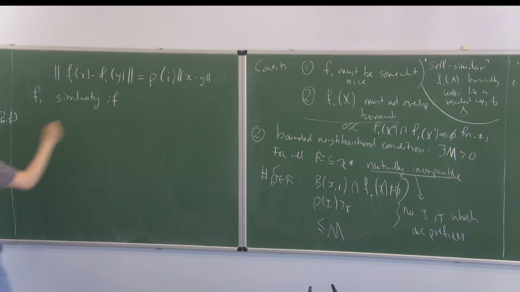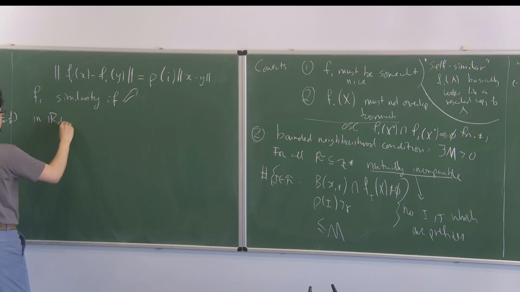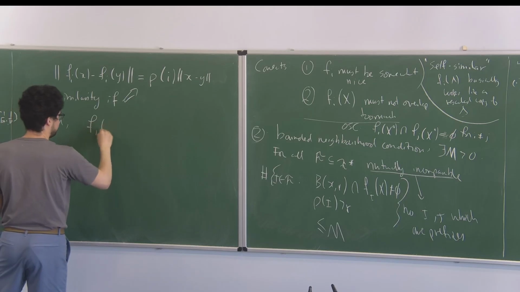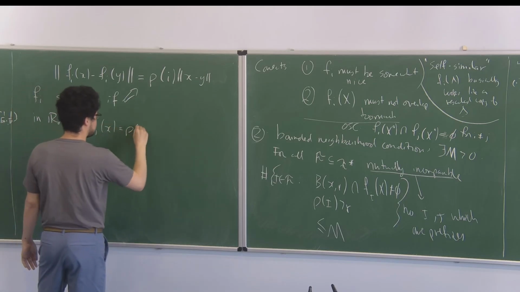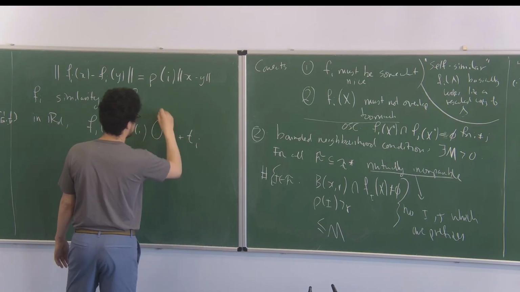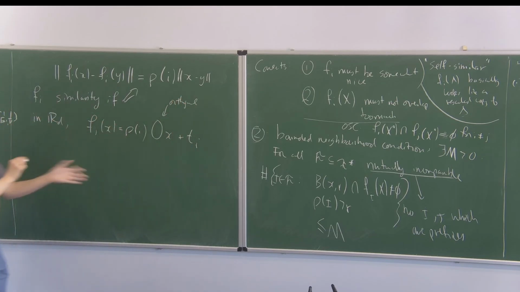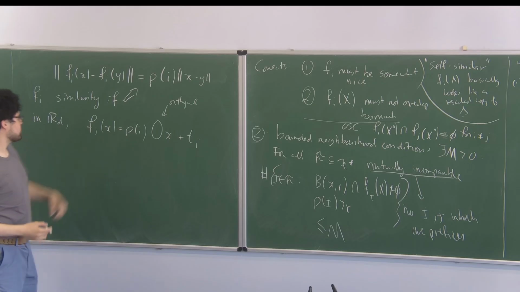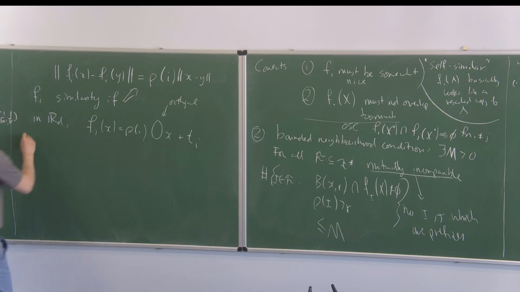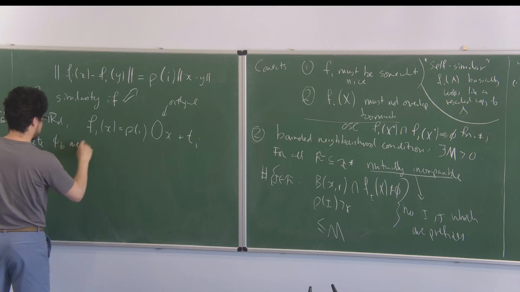So in R^d, this is precisely the maps of the form f sub I of x equals rho of I times some orthogonal matrix times x plus t sub I. Basically, you do some sort of rigid transformation, and then you scale down a tiny bit. But of course, these maps are not literally similarities. So note, the phi sub b's are not similarity maps.